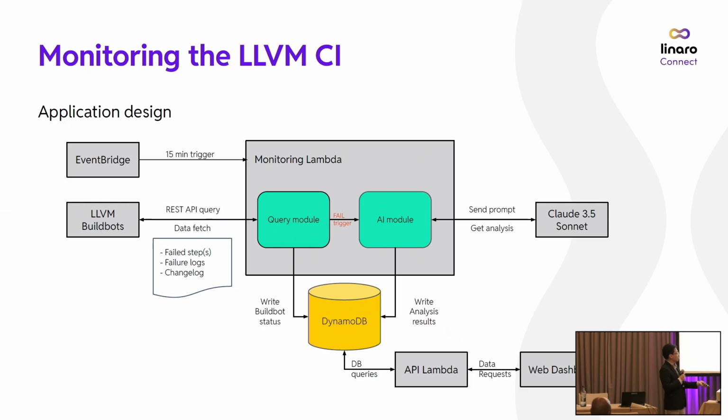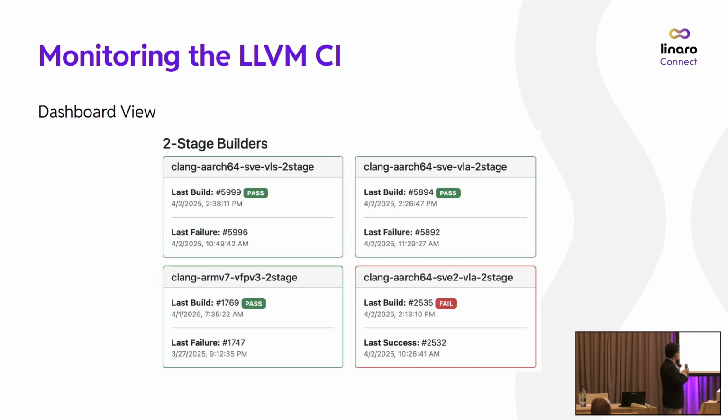On the UI side, you have a dashboard where we can monitor the status of the buildbots. That dashboard is fed by an API that fetches the data that we wrote to the database and populates the dashboard. And it looks something like this. If you open the dashboard in your browser, you'll see a screen that shows you the builders and their current status. If it's green, it's going to show you the last failure. If it's red, it's going to show you when the last successful build was.